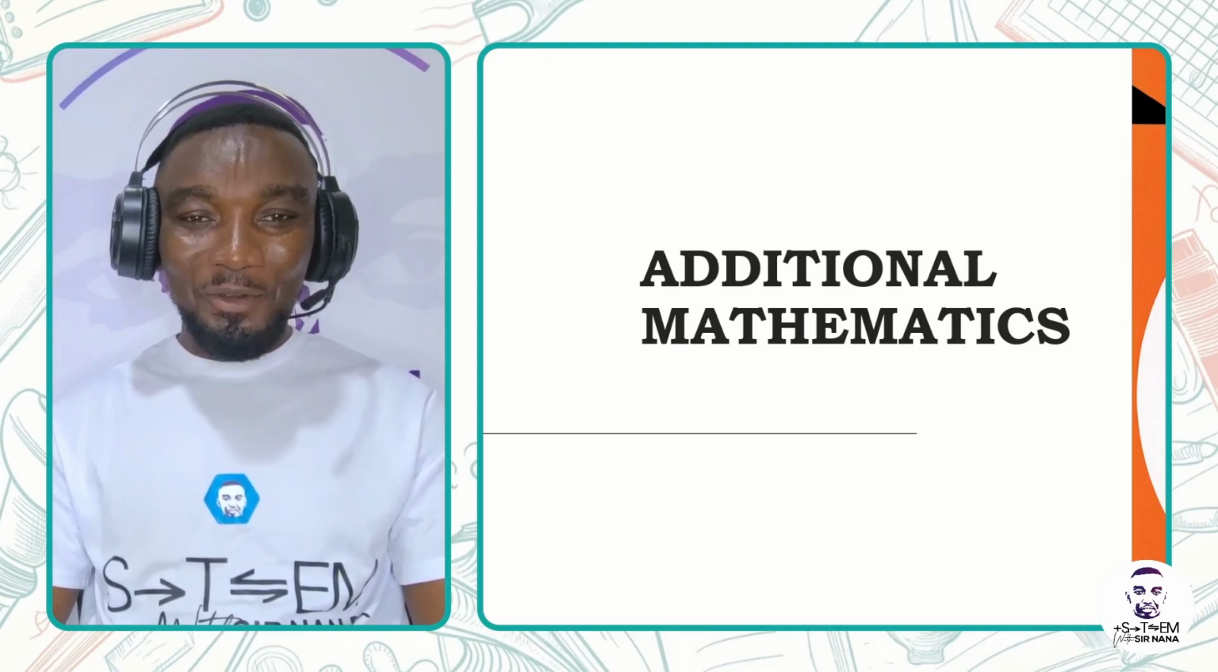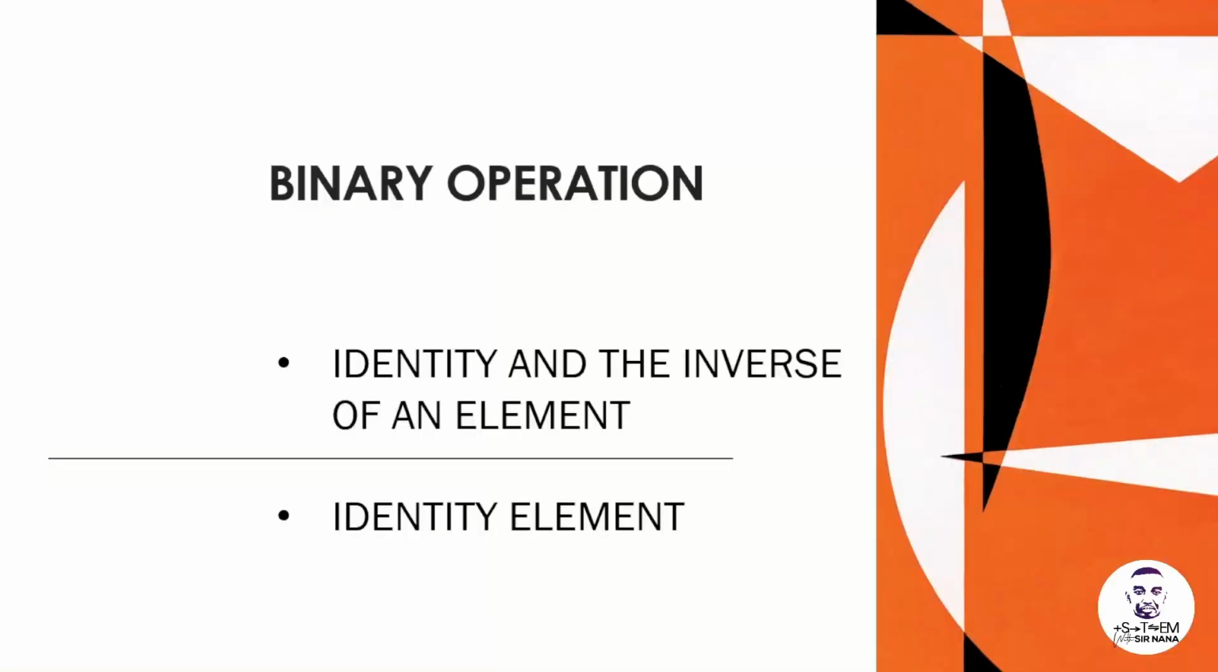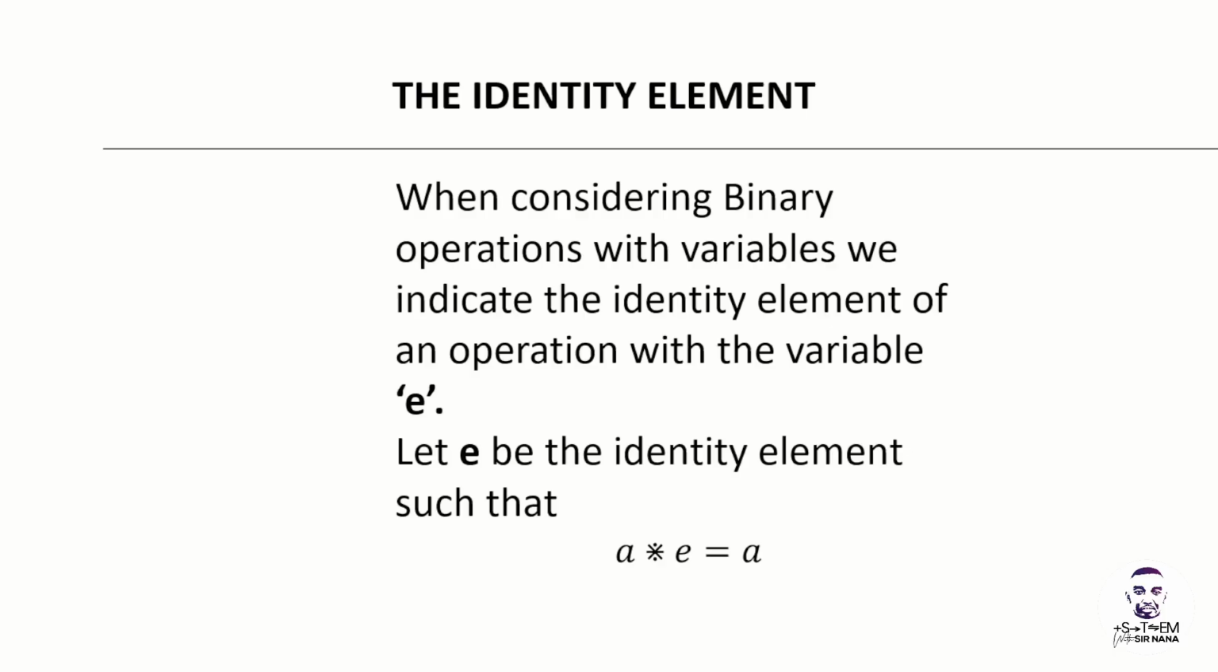In this lesson, we are going to look at how we can use variables to identify the identity elements for numbers and letters in binary operation. So let's consider the identity element and look at a general way of explaining identity elements with numbers. When considering binary operation, we indicate the identity element in an operation using the variable e. So in any operation where we see e, it represents the identity element.